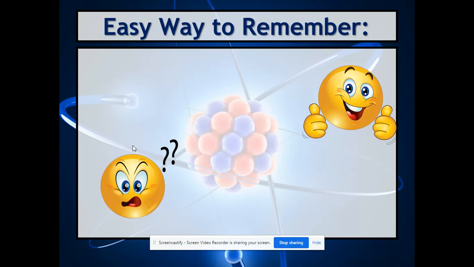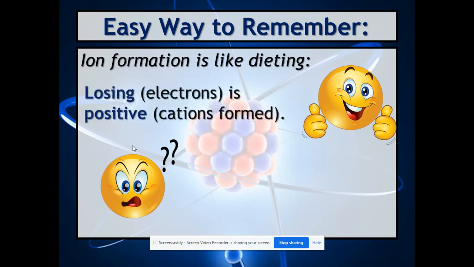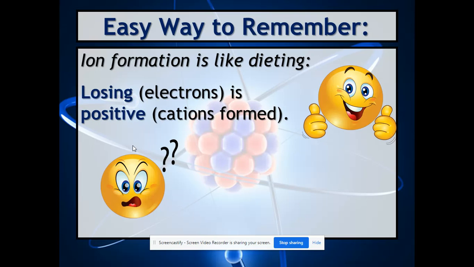I kind of flip-flop. So here's another way you can kind of remember the difference between the two. This is to remember that gaining electrons gives you a negative charge. Losing electrons gives you a positive charge. Even though with gain we think positive and with lose we think negative, we've got to get around that here when we're trying to talk about this. So losing electrons is positive.